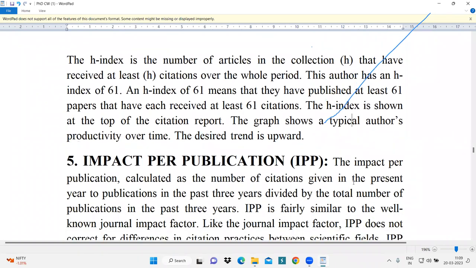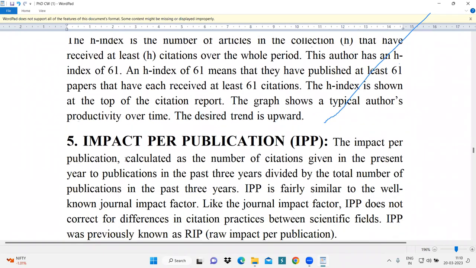Impact per publication. So is the H index clear to all of you? The impact per publication is calculated as the number of citations given in the present year to publications in the past 3 years, divided by the total number of publications in the past 3 years.